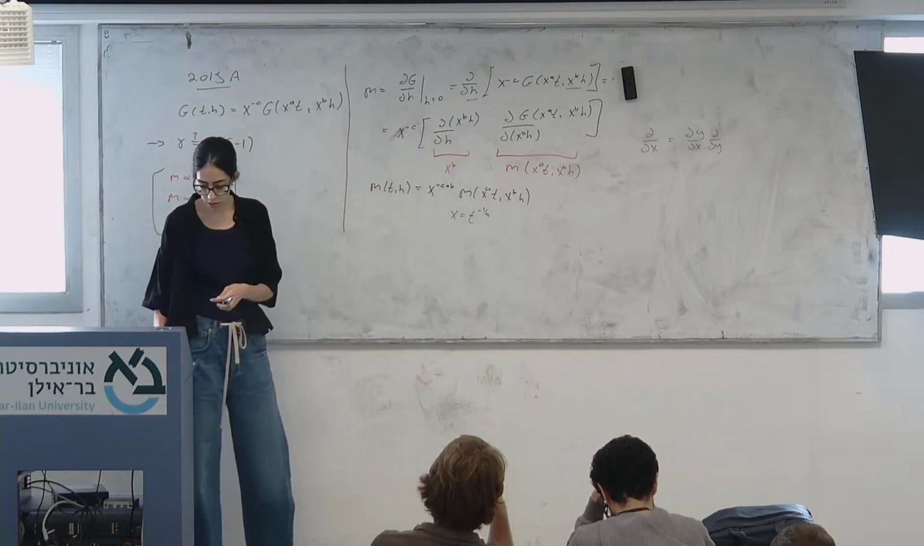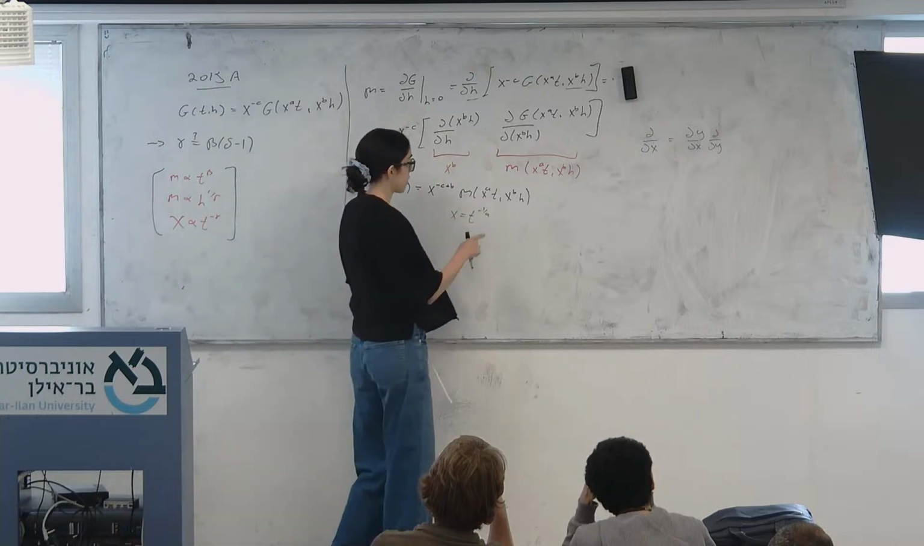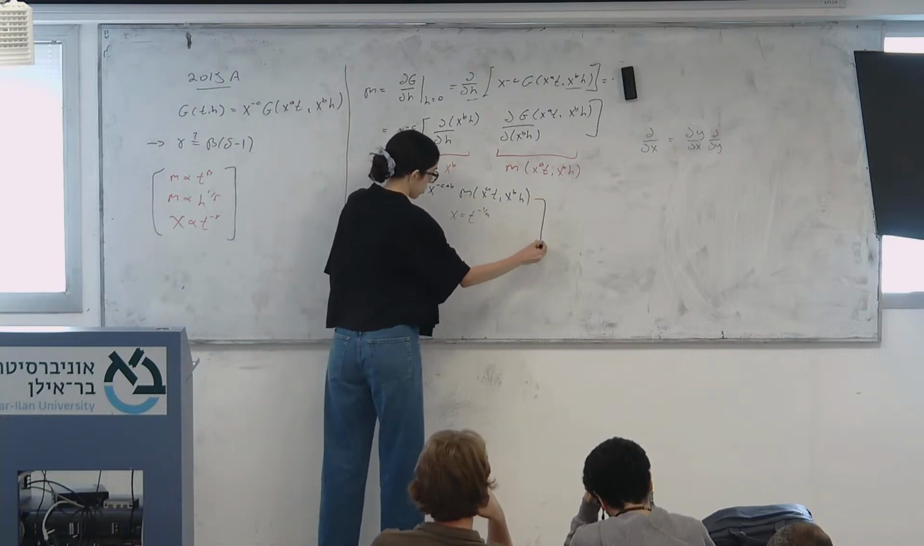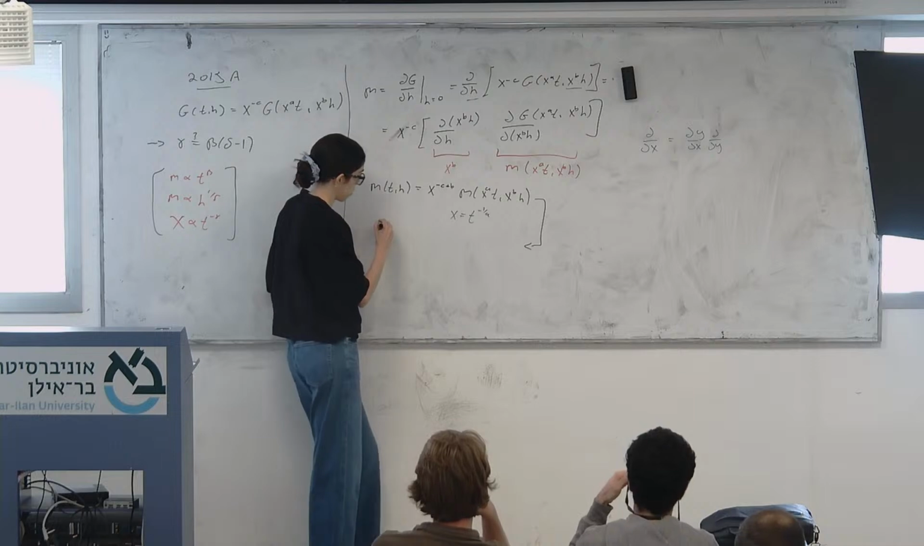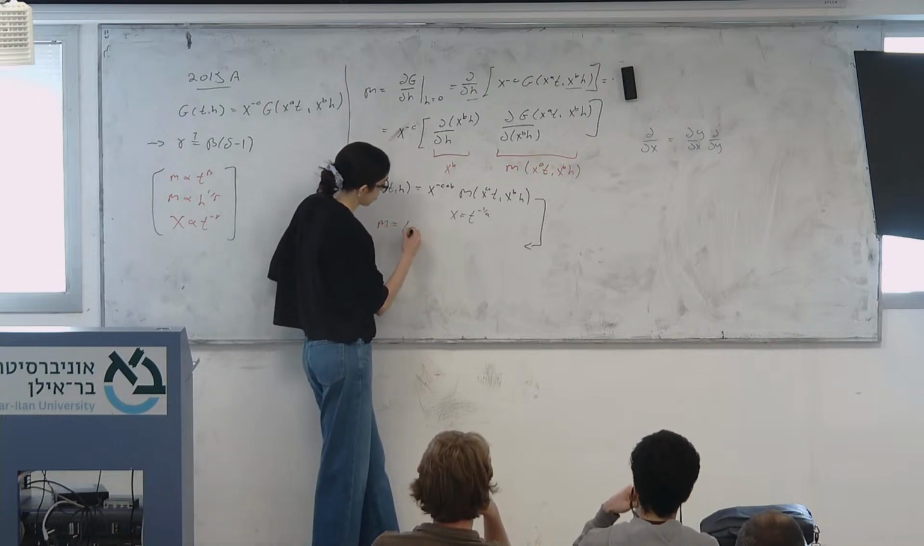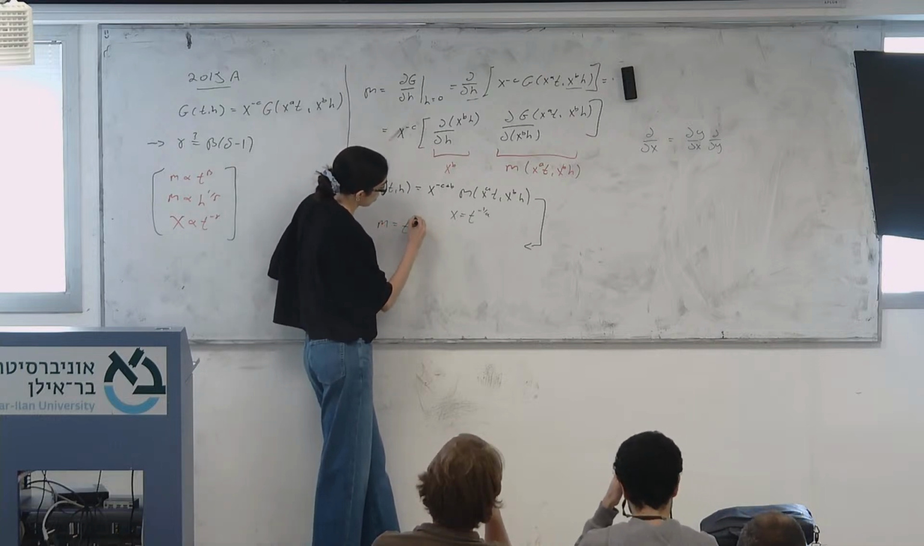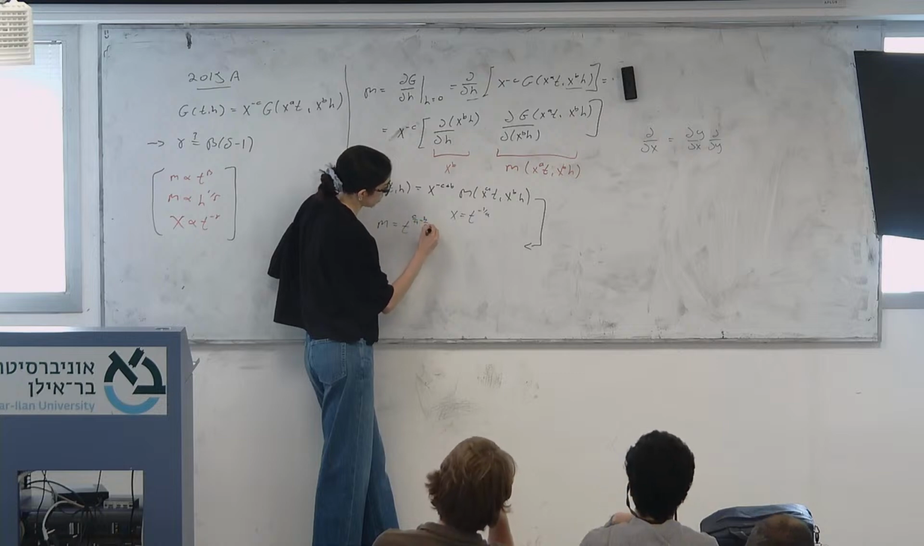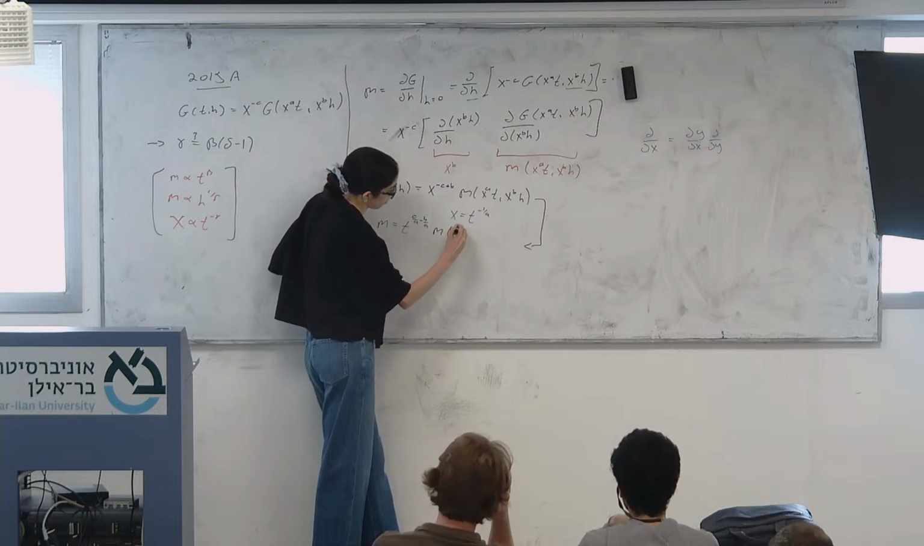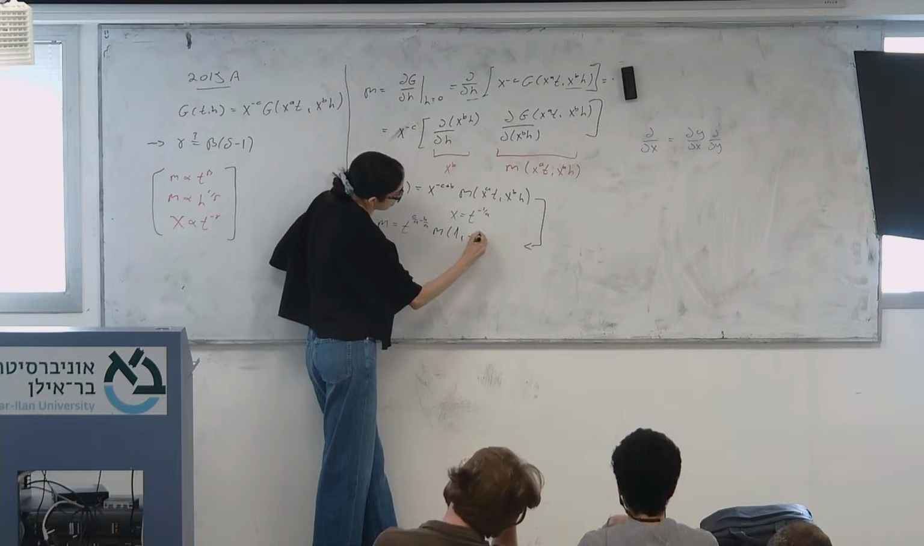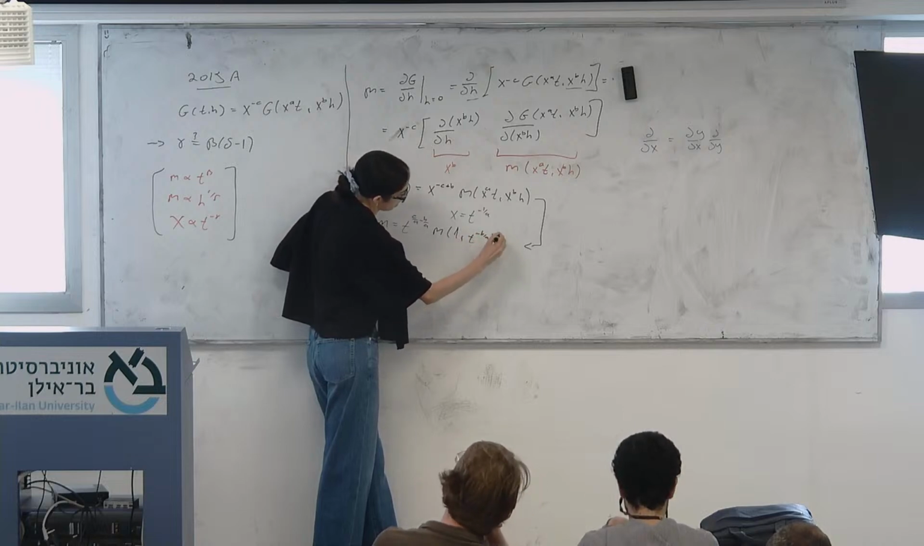And if we plug it into that equation, we get that m is equal to t to the c over a minus b over a, m of 1, t to the minus b over a h.